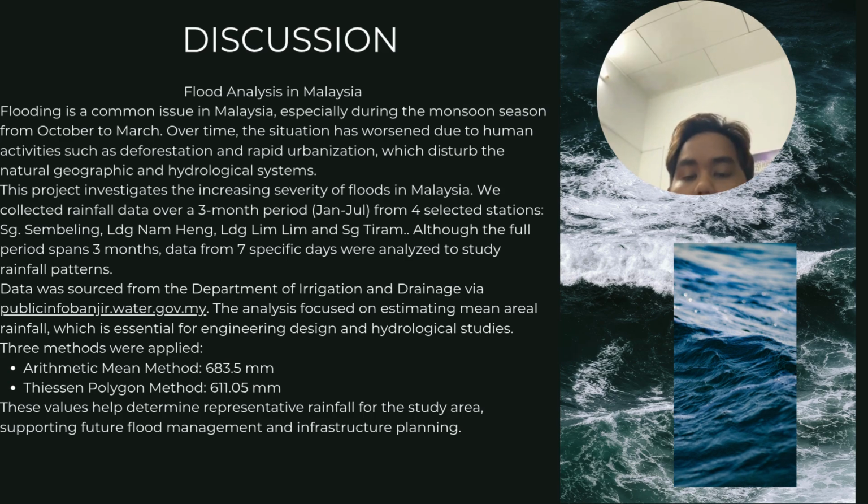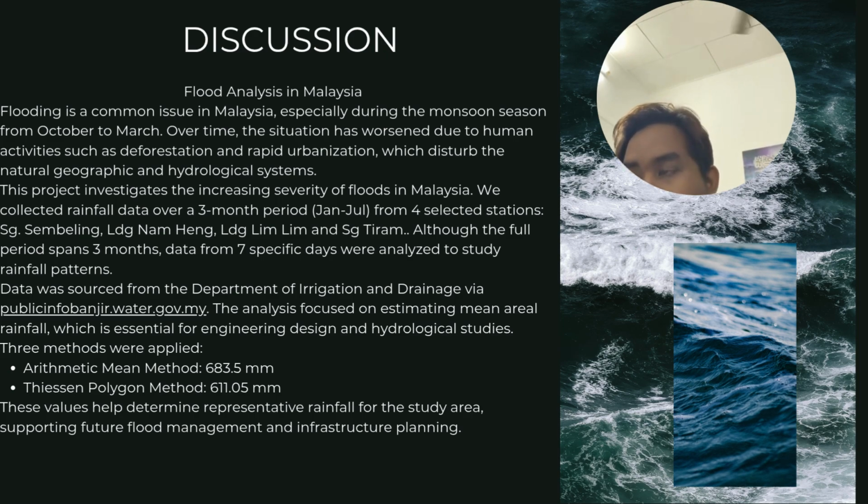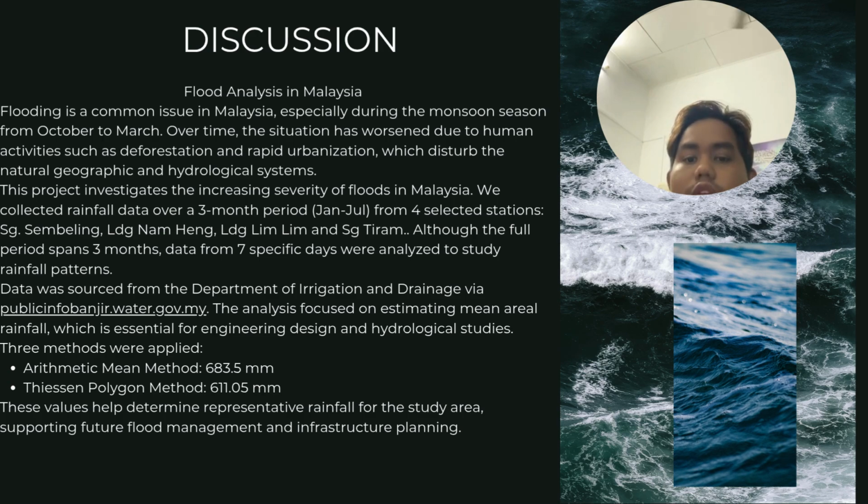Based on data we found from the Department of Irrigation and Drainage, the public Info Banjir, we realized that estimating mean areal rainfall is essential for engineering design and hydrological study. The two methods we applied: first the arithmetic mean method, where we obtained 683.5 mm, and lastly the Thiessen polygon method, where we collected data of 911.05 mm. From this data, we can do a calculation to determine the representative rainfall data for the study area, Kota Tinggi. As we all know, this is one of the areas in Johor affected by flood.